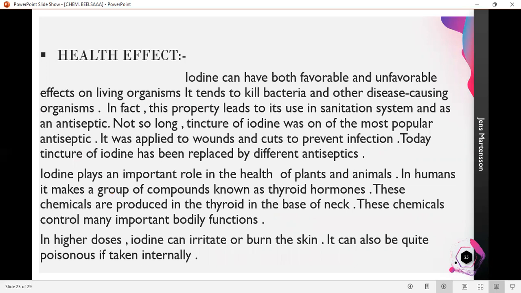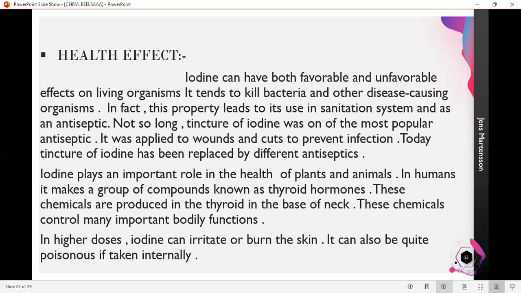Health effects. Iodine can have both favorable and unfavorable effects on living organisms. It tends to kill bacteria and other disease-causing organisms. In fact, this property leads to its use in sanitation systems and as an antiseptic. Not so long ago, tincture of iodine was one of the most popular antiseptics. It was applied to wounds and cuts to prevent infection. Today, tincture of iodine has been replaced by different antiseptics.